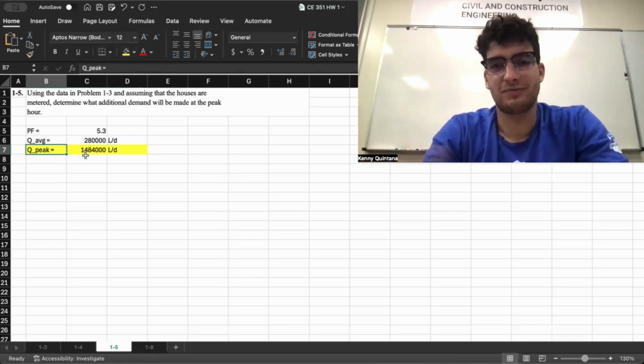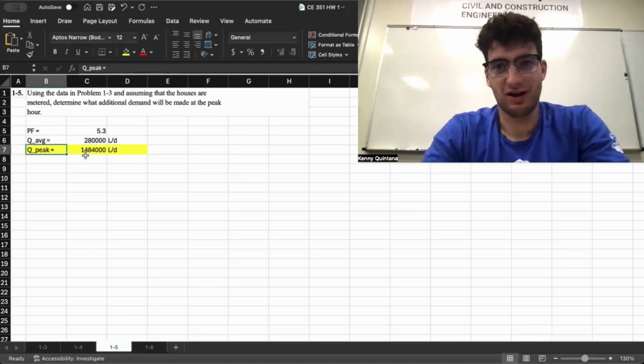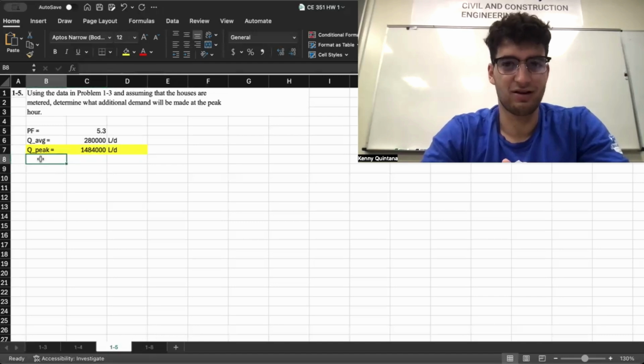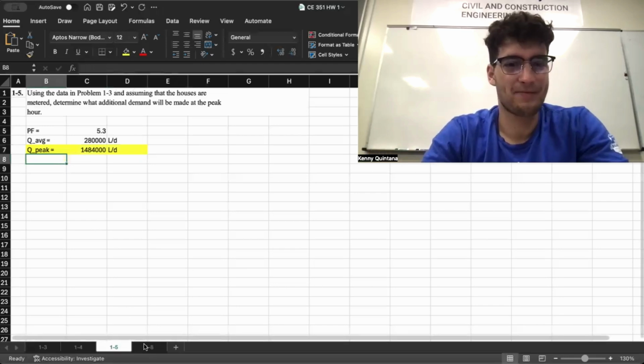And so this just shows that a city doesn't always supply a steady demand. It fluctuates throughout the day. So we need storage tanks and other systems in place to account for human nature, and we don't use water at a perfectly constant rate.